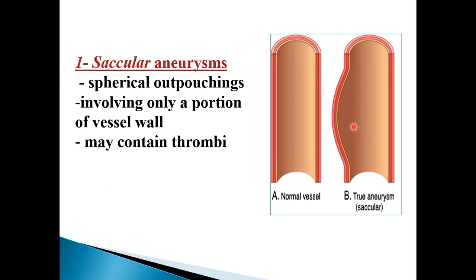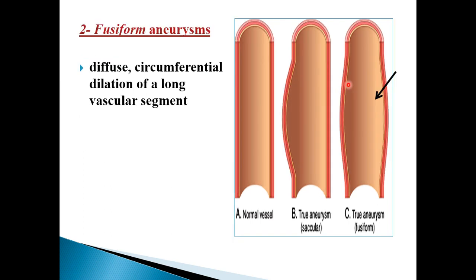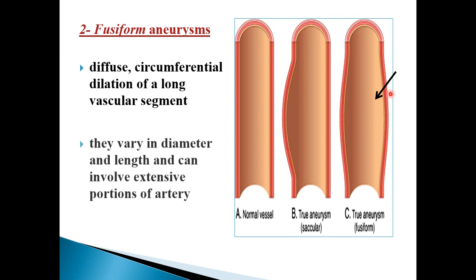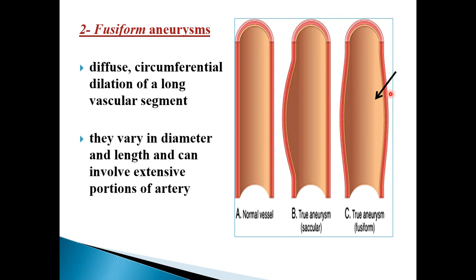Saccular aneurysms are spherical outpouchings that involve only a portion of the vessel wall. Sometimes it might contain a thrombus. Fusiform aneurysms show diffuse and circumferential dilation of a long vascular segment. These aneurysms may vary in their diameter and length, and they can involve extensive portions of an artery.